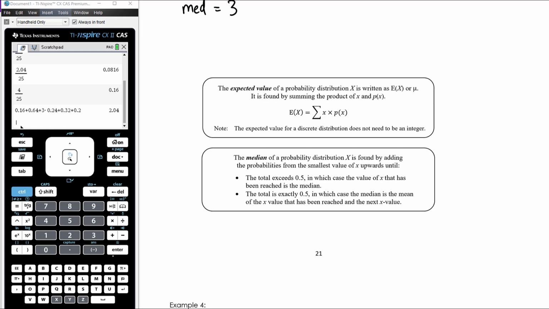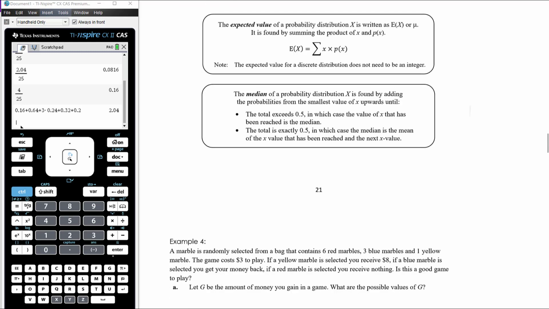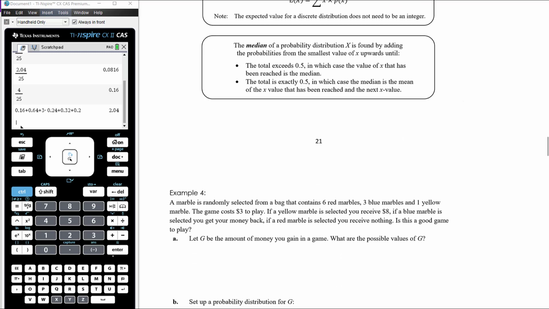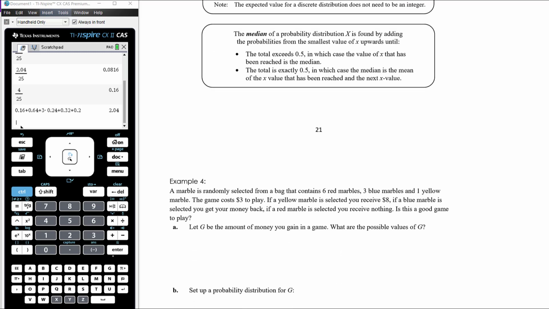It's found by summing, we've met this notation before, all of the x values times their probabilities. And as I said here, the expected value for a discrete distribution does not need to be an integer, so you don't round it unless you're explicitly instructed to round.